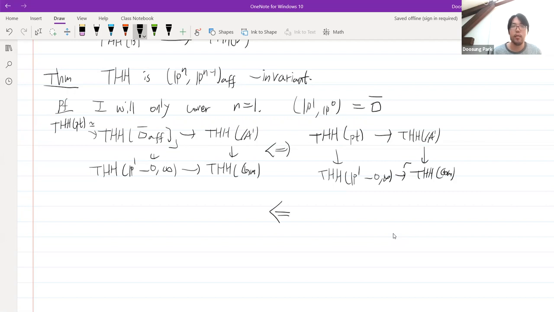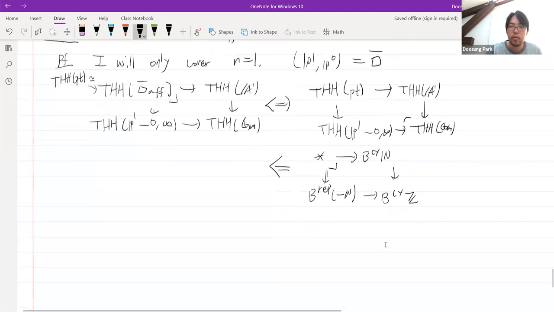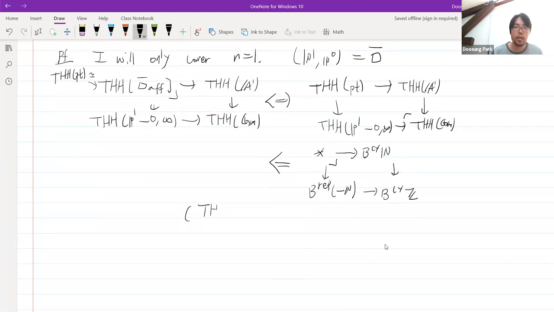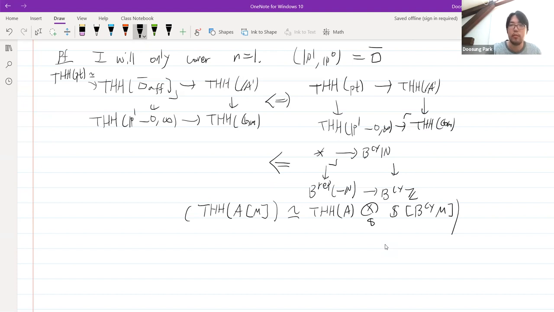And this is implied by the square with B^cy N, B^rep negative N, B^cy Z being Cartesian. The lemma is that for THH of A, where A is a ring and M is a monoid, we can define the monoid ring A[M], and that's THH of A tensor S[B^cy M]. So using this, we can just reduce to checking that the last diagram is Cartesian in the infinity category of spectra.